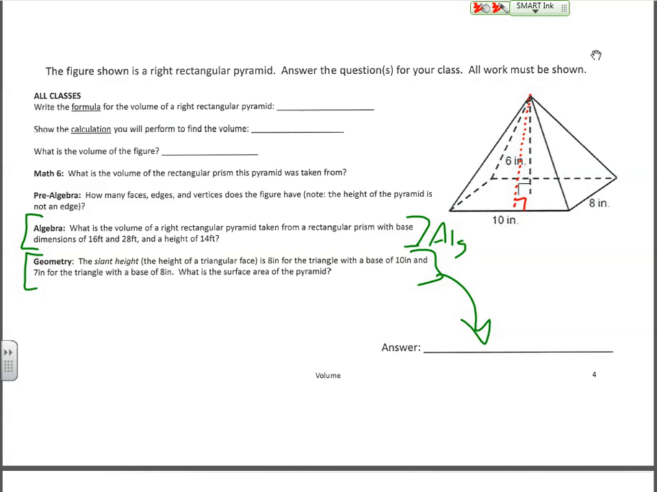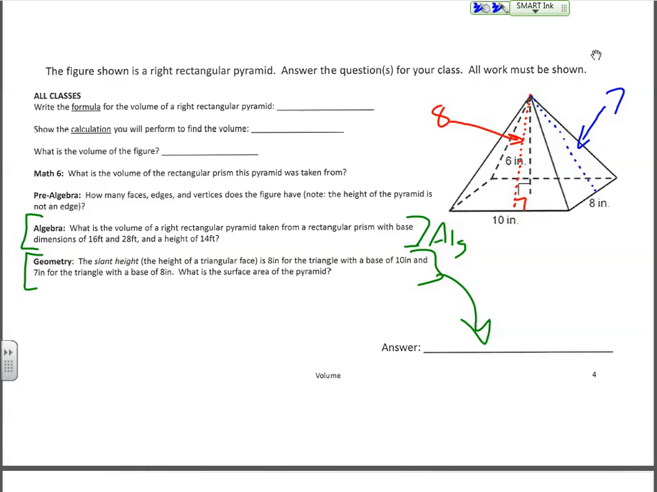And it says 8 inches for a triangle with a base of 10. So this red slant height there is 8. And it is 7 inches for the triangle with a base of 8. So again, this height, not the diagonal side, the height of that triangle there is 7. And it says, what is the surface area of the pyramid?